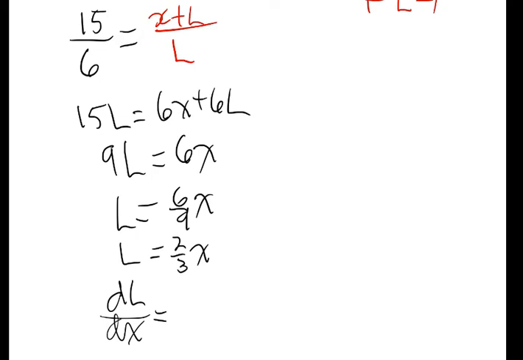Remember that I want to get dL by dx, which means I want to isolate for L. So I've just got some simple algebraic work that I do here to do that. I end up with L equals 2/3 of x. Well, my goal is to get dL by dx. So dL by dx is a pretty straightforward derivative. That's just linear. So it's simply going to be 2/3, right? The derivative of 2/3 x is 2/3.